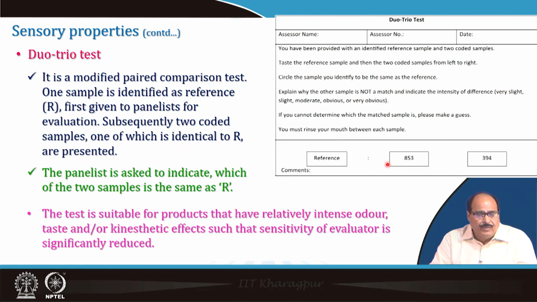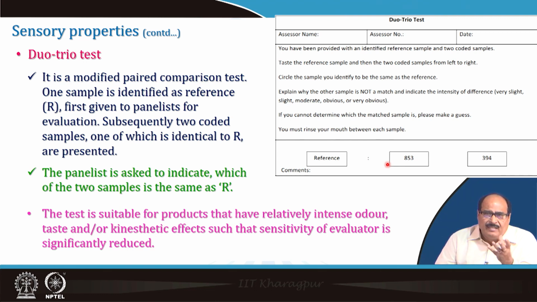Okay. Then the duo trio test is a modified paired comparison test, in which one sample is identified as a reference and first given to the panelist for evaluation. So, in this case there is the known sample and the panelist is told about this: take this sample and record your appreciation of it. And subsequently the two coded samples are given to them.